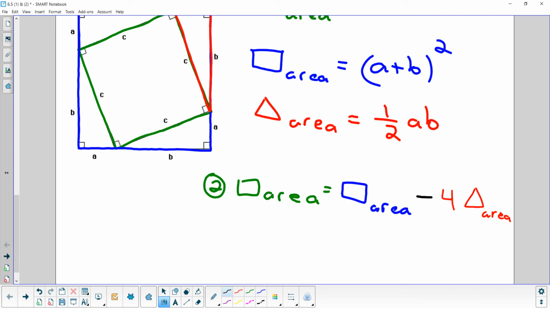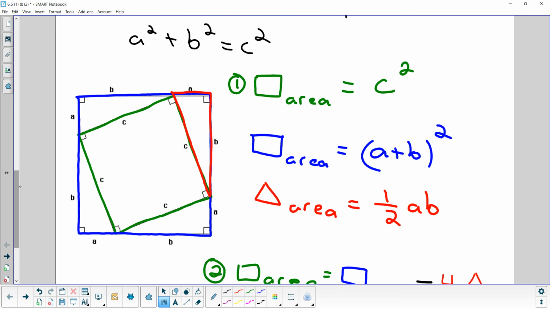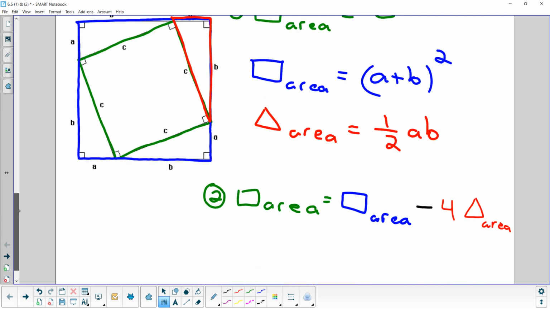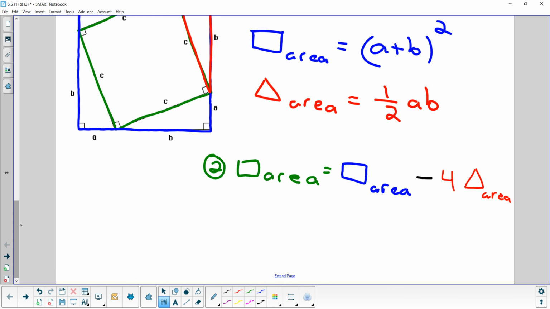So if we take the area of the big blue square and subtract all 4 of the triangles around the edges, then we would just be left with the green square in the middle. And that would be the second way we could find the area. So let's do that out. So the area of the blue, we need to square that. So we're going to have a squared plus 2ab plus b squared. Remember, you have to FOIL that out. That's the blue. Minus 4 times the area of the red triangle. So 4 times 1/2 AB.